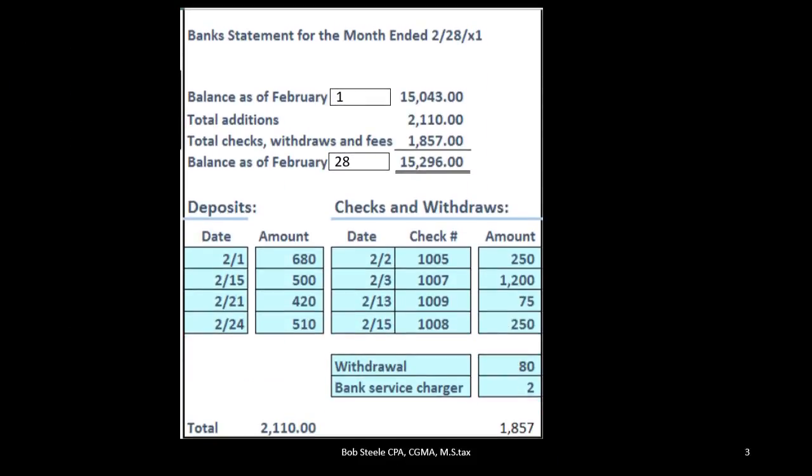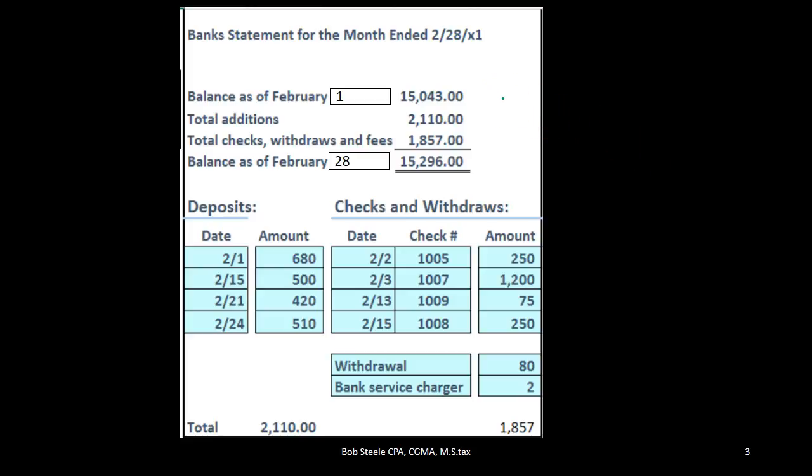So a bank statement might look something like this. We're going to have it usually monthly. We're going to get the bank statement, whether it be by paper or electronically. It's nice to have it monthly because it's nice to have monthly reconciliations and go through that monthly reconciliation process. In this case, we have it for February.